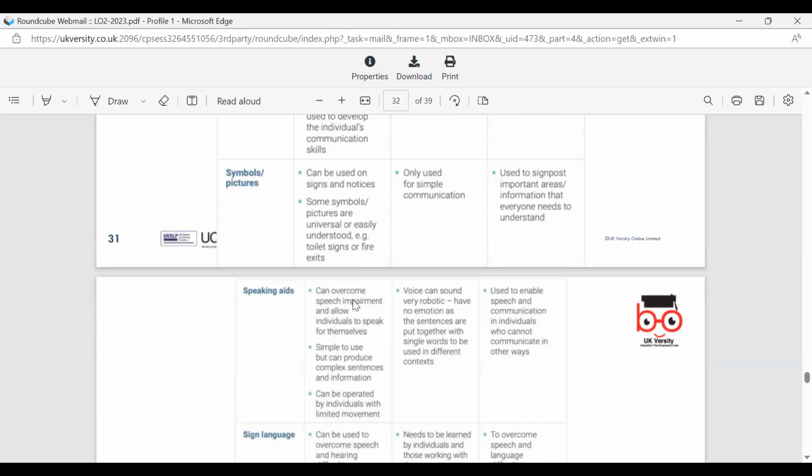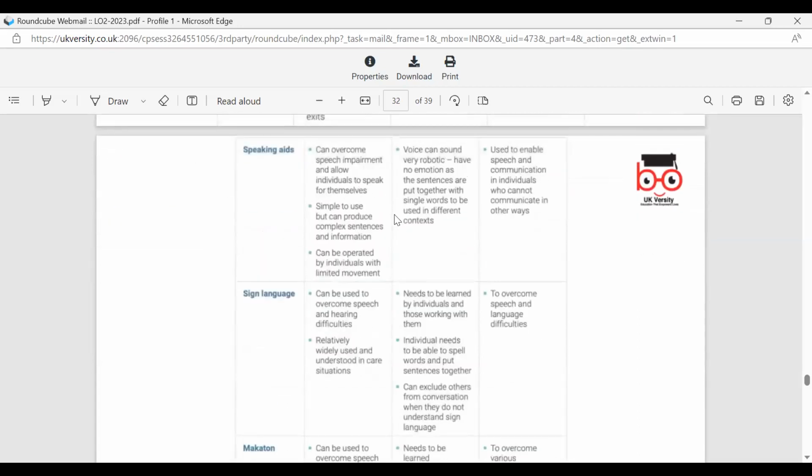Then we've got symbols. Some advantages of symbols and pictures, can be used on signs and notices. Some symbols and pictures are universal or easily understood. Things like the toilet sign or fire exit sign. And then the disadvantage is only used for simple communication. And what it's used for is to signpost important areas, information everyone needs to understand.